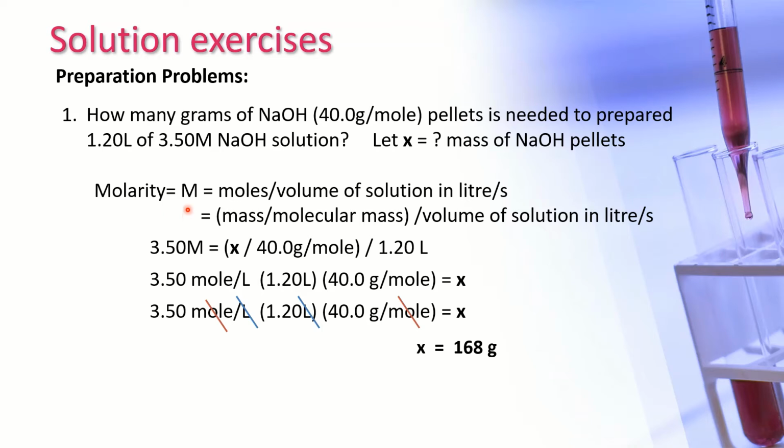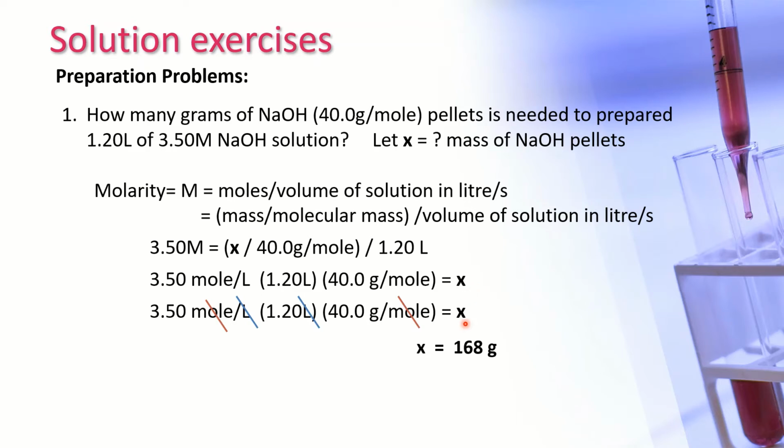The formula for M is equal to moles over volume of solution in liter, or equal to mass over molecular mass over volume of solution. So 3.5 M is equal to X over 40 grams per mole over 1.2 liters. For X, you first transpose 1.2 and 40 grams per mole to the left. So you're left with X.